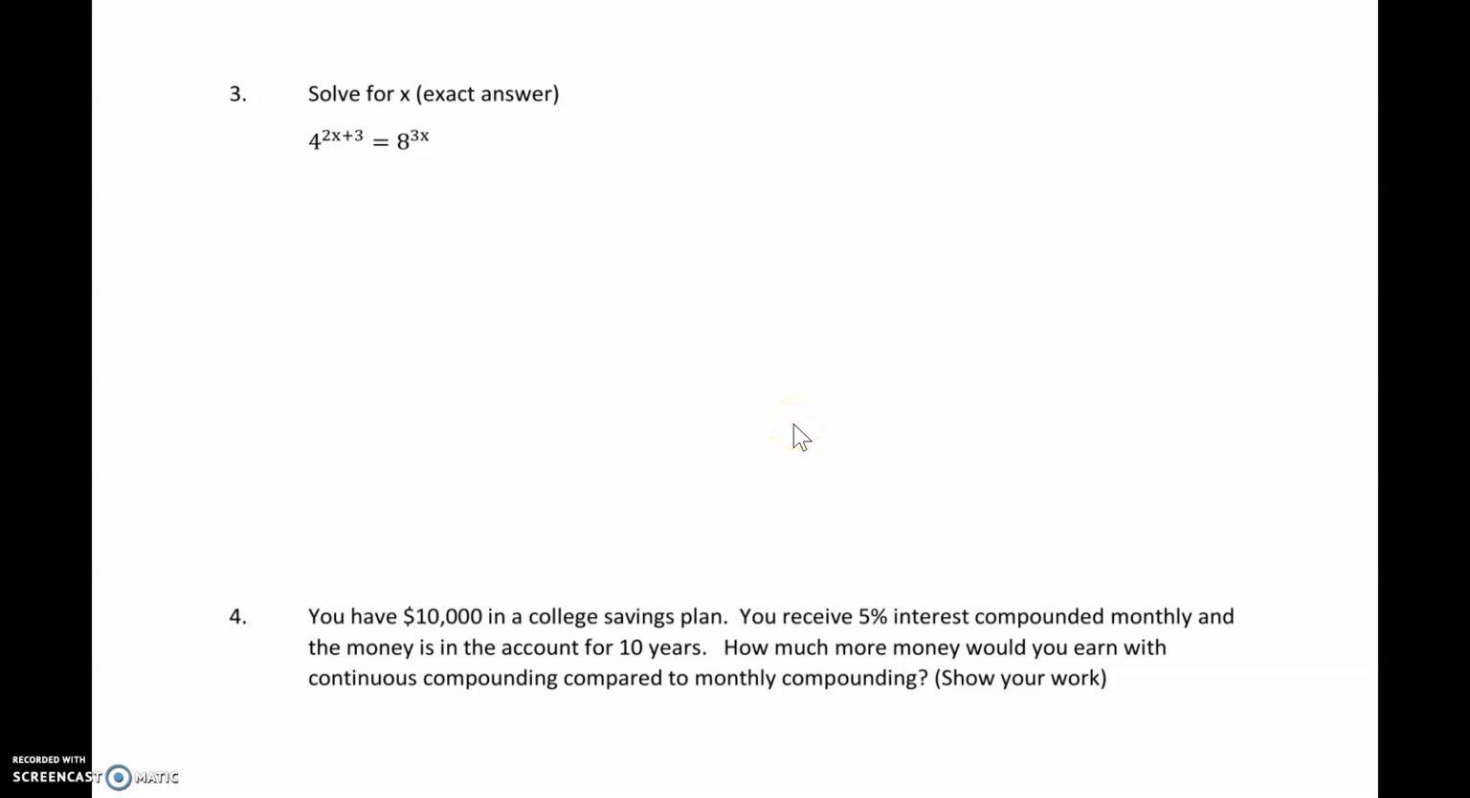I'm going to go over the rest of the questions from the practice exam. Question number 3 asks us to solve for x over here, and we want to give the exact answer. So not just use a calculator over here. So we want to rewrite both of these in terms of the same base.